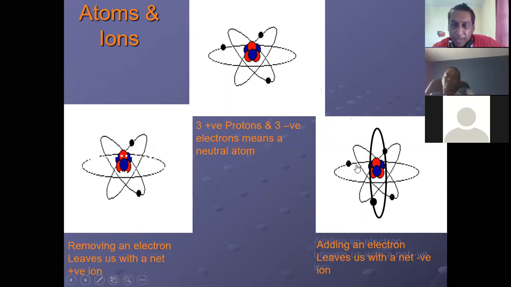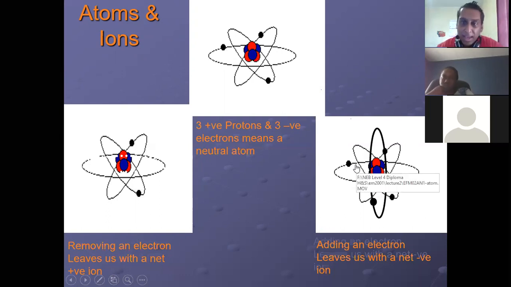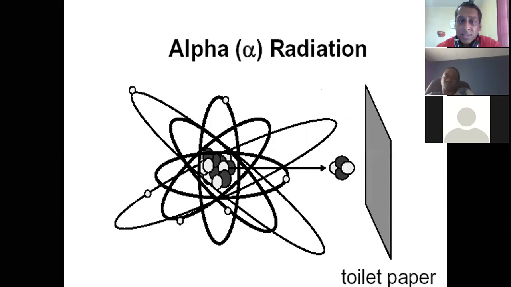So what is this overall, negative or positive? Anyone? This is a simple one. Overall, this would have a negative charge, right? Adding an electron leaves us with a net negatively charged ion, right? So that's the idea that when the atom becomes unstable, you end up with an ion and the energy given out is ionizing radiation, right? So this is one of the first types of ionizing radiation.